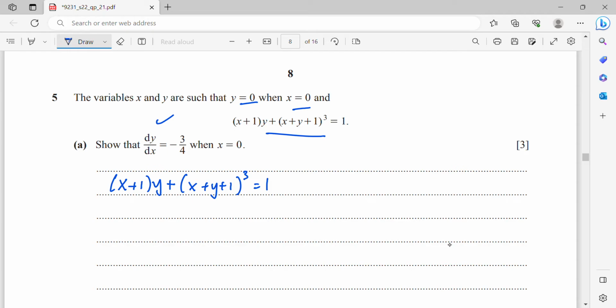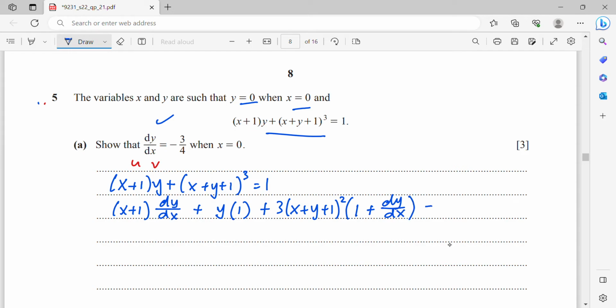So the first one, we are going to apply the product rule. This is uv. So keep the x plus 1, differentiate y with respect to x is dy/dx. Plus, keep the y, differentiate x plus 1 is 1. And now for the next term, bring down the 3, rewrite the whole bracket, and then the degree is 2. Differentiate x plus y. So differentiate x is 1, differentiate y is dy/dx. Then differentiate plus 1 is 0, close bracket, equals to the right hand side, when differentiate 1 is going to be 0.